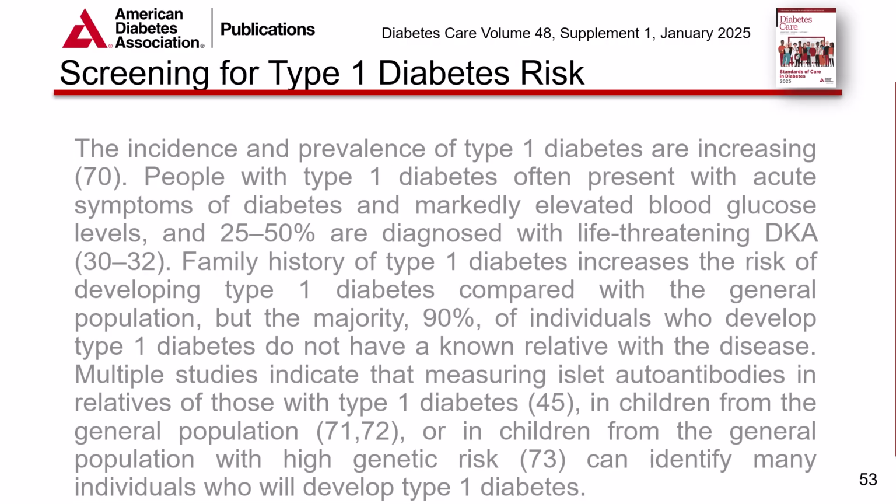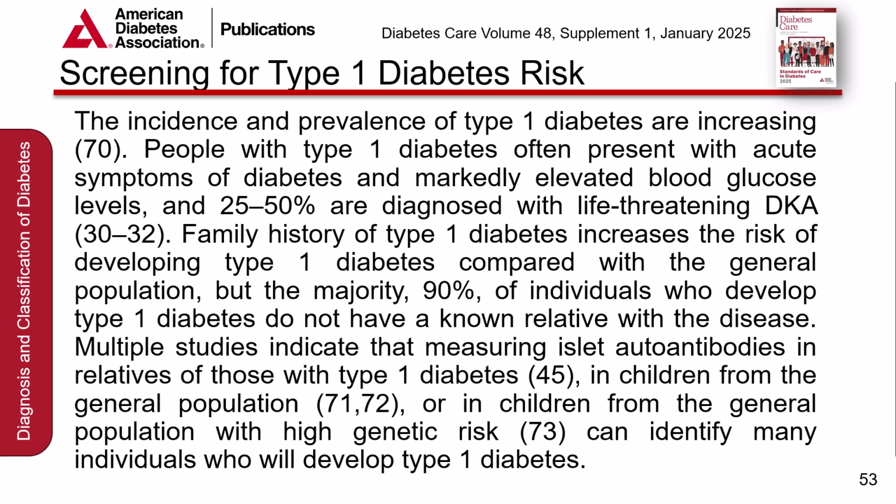Screening for type 1 diabetes risk. The incidence and prevalence of type 1 diabetes are increasing. People with type 1 diabetes often present with acute symptoms of diabetes and markedly elevated blood glucose levels, and 25 to 50% are diagnosed with life-threatening diabetic ketoacidosis.